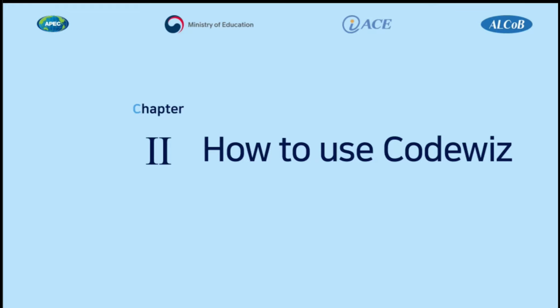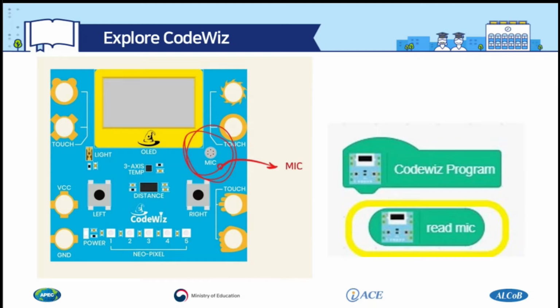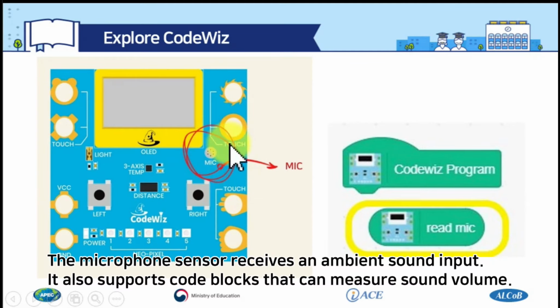Let's learn about how to use codewiz in the second order of the lesson. Now, let's look at sensors one by one. First of all, this is a microphone sensor. The microphone sensor receives an ambient sound input. It also supports code blocks that can measure sound volume.